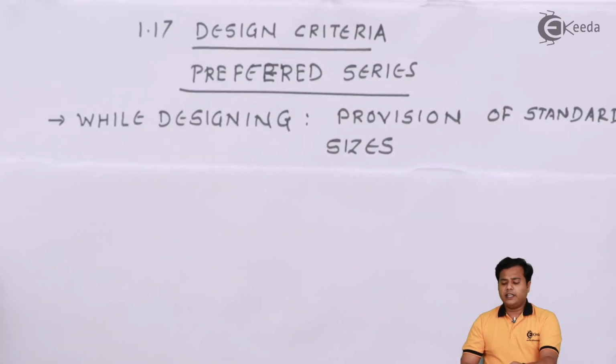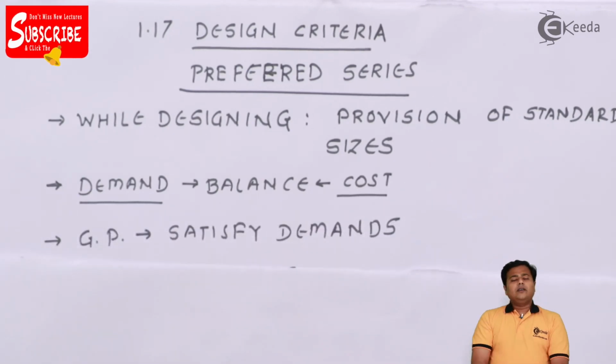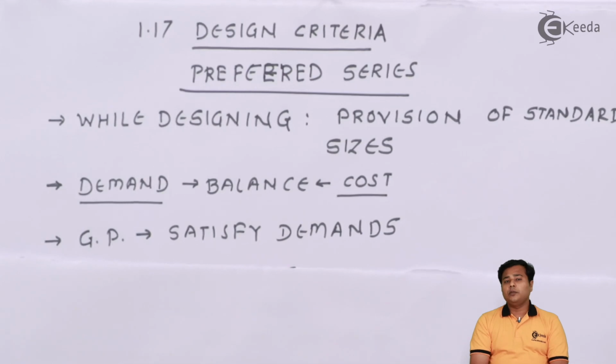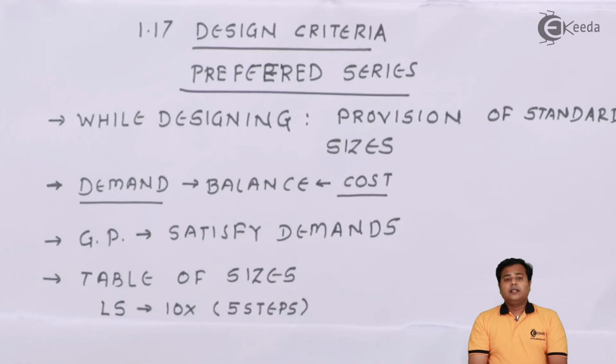Like it was said, while designing, provision of standard sizes was required to balance between the demand and the cost. Now a survey was carried out, and it was found that customers are highly attracted to the geometric progression of variants. Like I said, 3.1, 4.1. So you have to create the variants and make the standardization in such a manner that your variants will fall under geometric progression. Now, for this, they created different tables of sizes. So it was found that the customer was satisfied with the geometric progression of the variants. Let us see how the standardization was made.